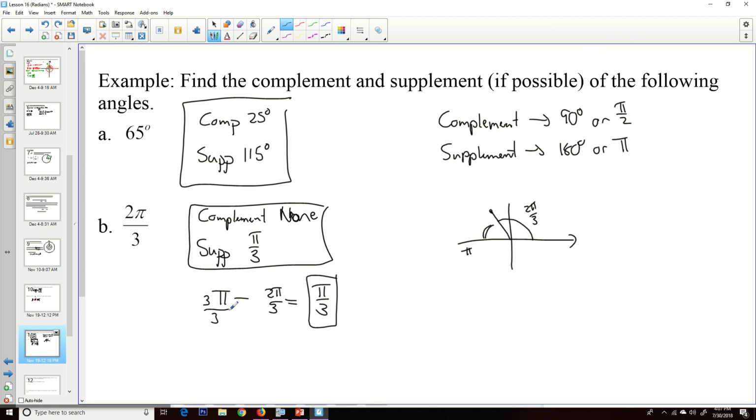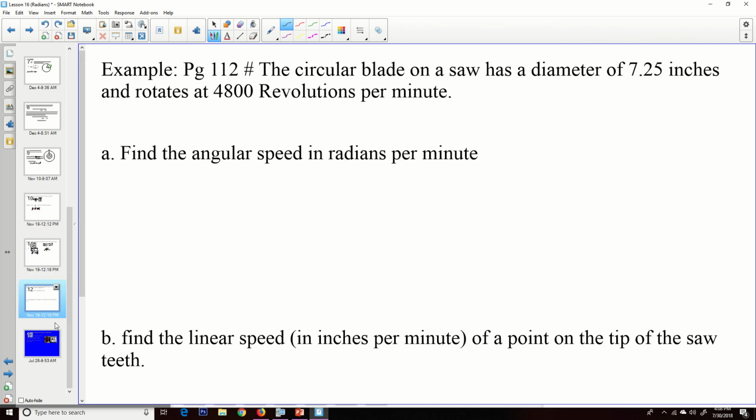This, and we don't care about that. All right, next one. It says, a circular blade on a saw has a diameter of 7.25 inches and rotates at 44,800 revolutions per minute. Find the angular speed in radians per minute.